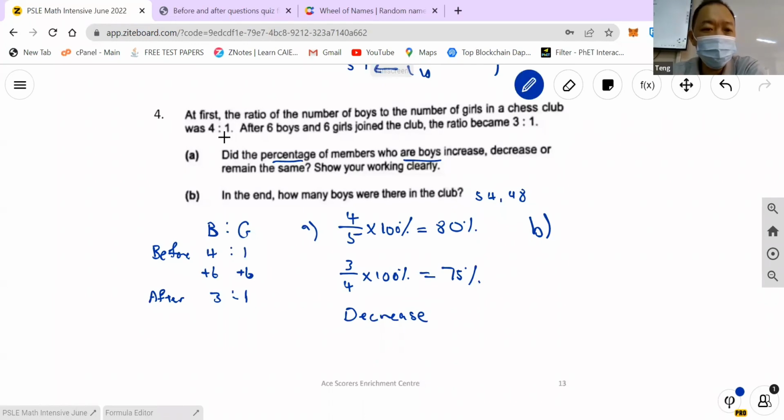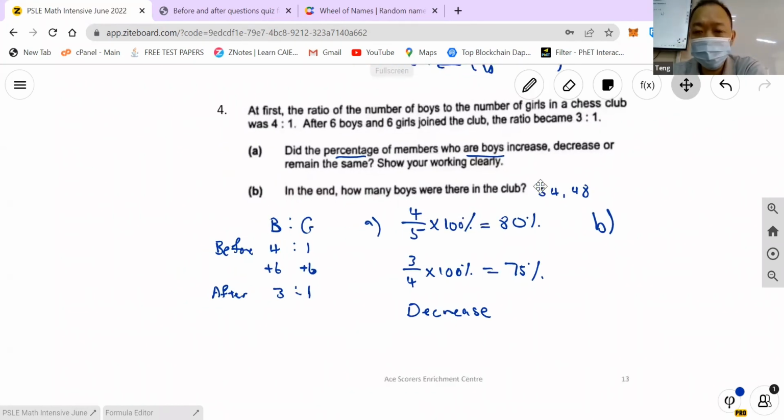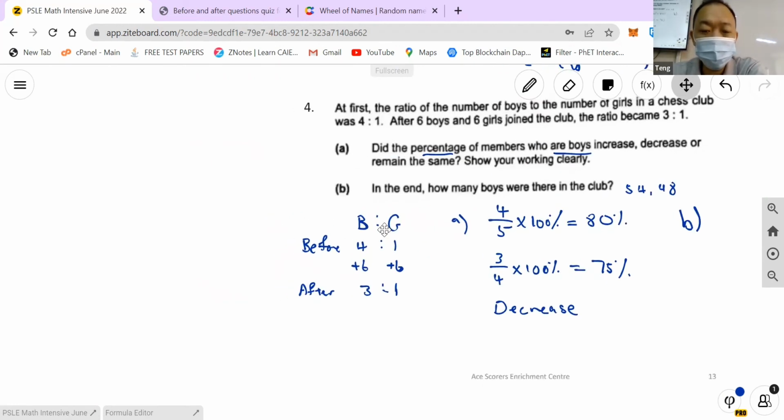Okay, let's continue with question number B. In the end, how many boys were there in the club? So we have two answers. Someone said 54. Someone said 48. We're gonna check and see what it actually is. Now in the question, they gave us this clue, that 6 boys, 6 girls joined, which is why I have this before and after ratio over here. So we plus 6, and then we plus 6, and then we have 3 is to 1, then 4 is to 1.